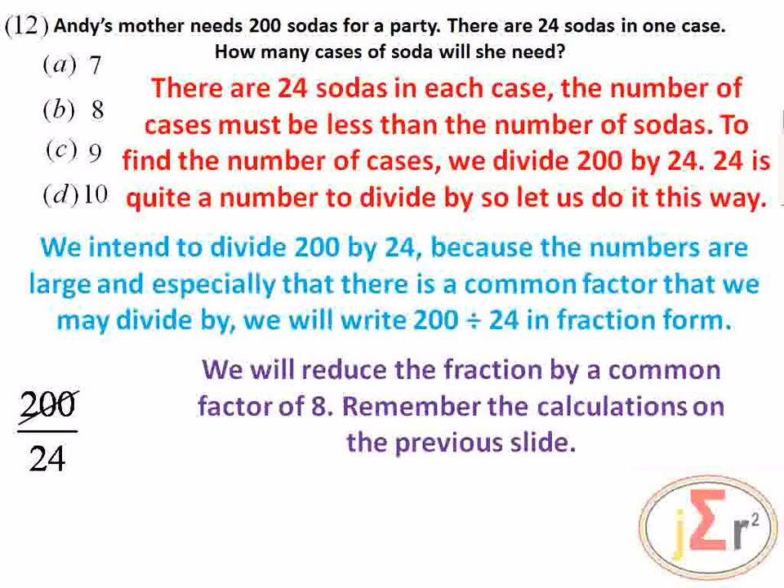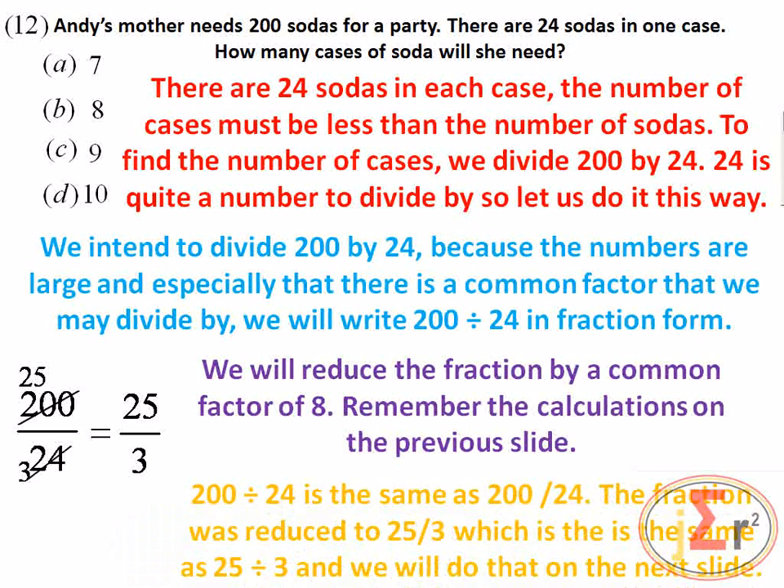Reduce that first. 200 divided by 8. And we said that was, what did we get? 25. We got 25. And then we say 24 divided by 8. And that will give us what? 3. 24 divided by 8 will give us 3. So there we have it. 3. So the fraction now is reduced to 25 over 3, meaning that we should divide 25 by 3. Very nice.